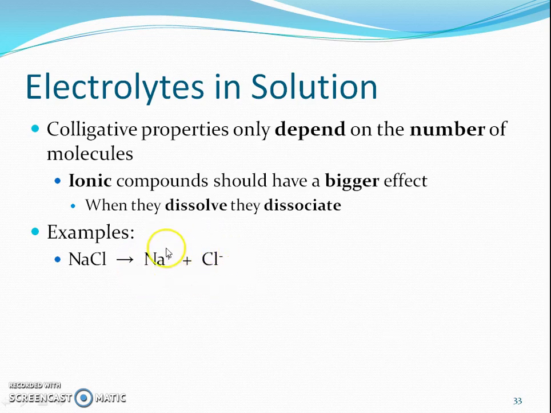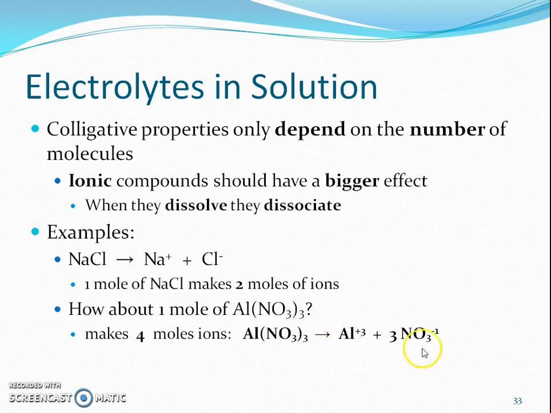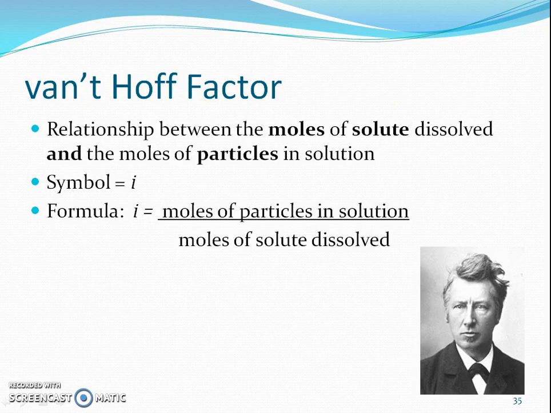It dissociates into ions. So that example, NaCl, we've said many times, will make 2 moles of ions. But how about something like aluminum nitrate? Well, that's going to make 4 moles of ions because it breaks into 1 aluminum and 3 nitrate ions, making 4 moles of ions. So electrolytes have a bigger impact on melting and freezing points per mole because they make more pieces. So that should make sense.